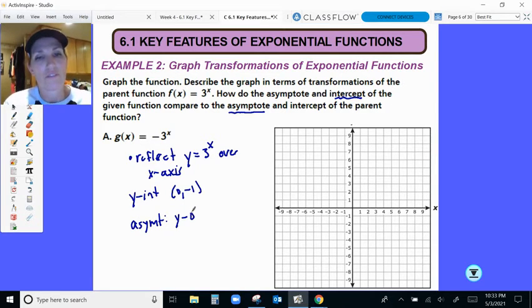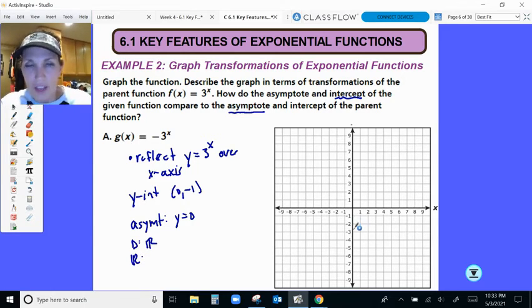My asymptote is still going to be y equals 0. My domain and range are going to change, right? My domain will remain the same, all real numbers. My range will change too. Let's see if we can graph this really fast. It was, let's see, (0, 1), (0, -1), and then we have 1.